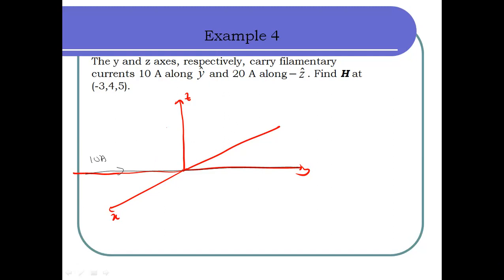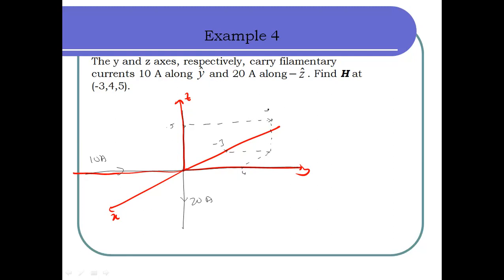Then we have 20 ampere along negative z, so we have this current directed downward. This is 20 ampere, negative z direction. So the question is to find the H field at the point of negative 3, 4, and 5. So where is the location of negative 3, 4, and 5? Negative 3 should be here, 4 should be here, and 5 should be here. So the location of the point should be here.